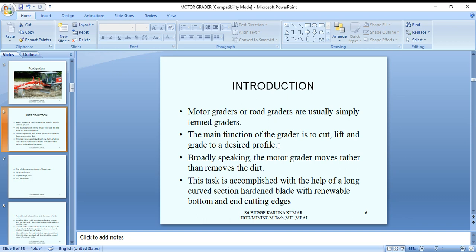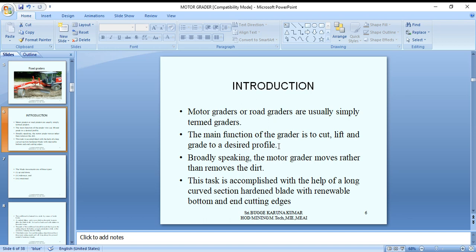The material is cut and lifted to some extent, and the grade is also adjusted where required, in a down area or elsewhere. So this is the basic function of the grader.